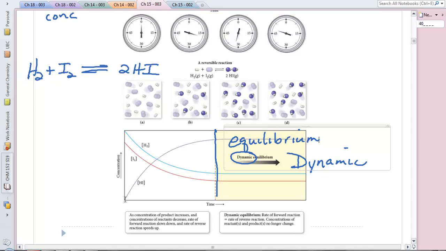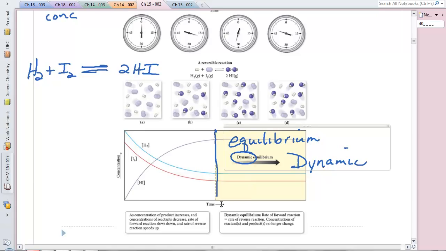At the start, we don't have any product in this case. And we'll talk about that does not have to be the case. But that's how we think of reactions. Start with reactants, no products to start. As this reaction starts to run, you can see the reactants drop off in concentration. The product increases in concentration.